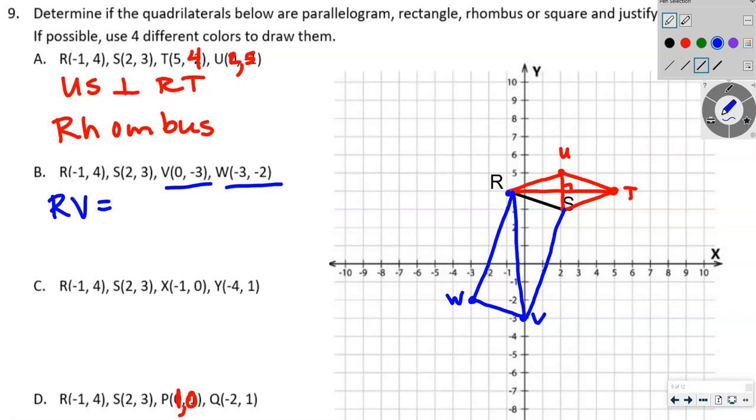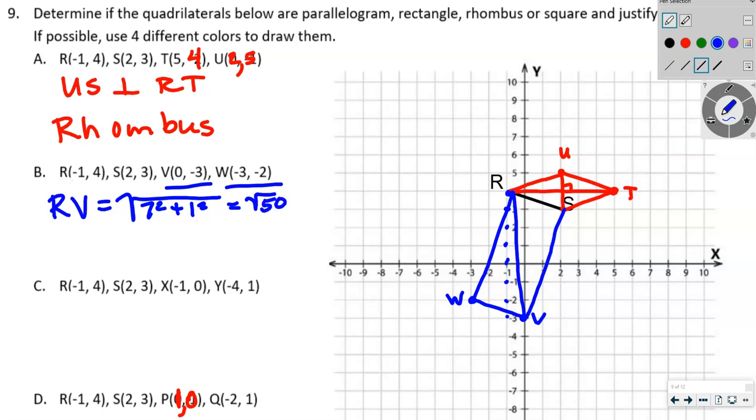1, 2, 3, 4, 5, 6. Wait, no, I didn't count. Sorry. 1, 2, 3, 4, 5, 6, 7. So that's 7 squared. And then how far over? 1, right? Plus 1 squared. So 7 squared is 49. 1 squared is 1. So this is going to be the square root of 50.